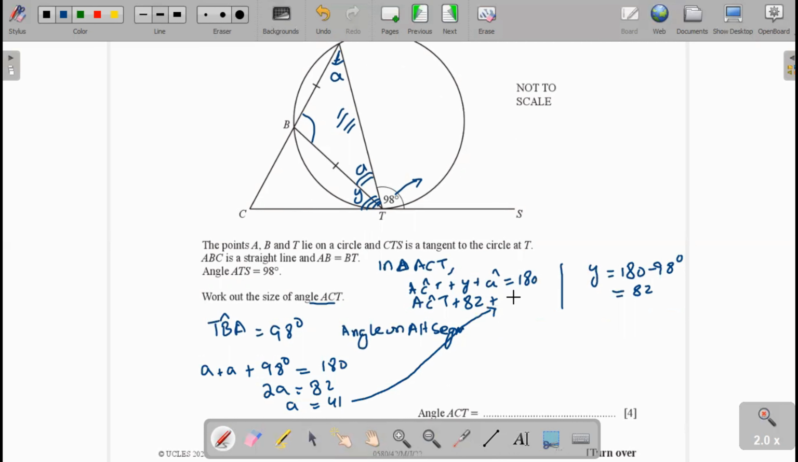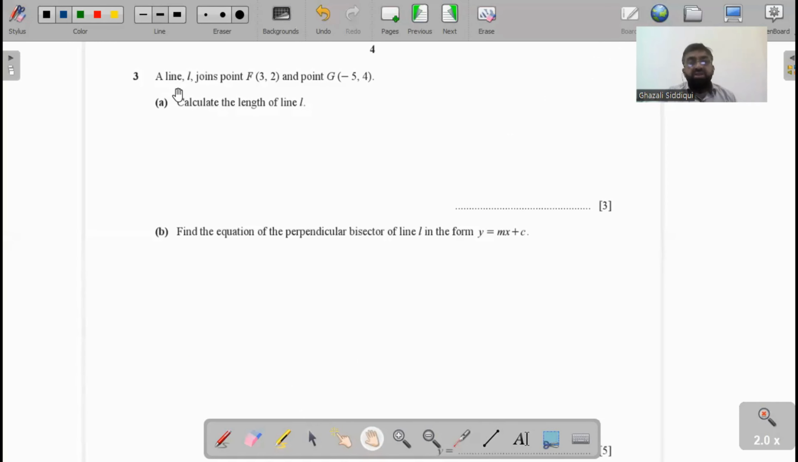41 degrees, and we get ACT will be equal to 180 minus 82 minus 41. Now we calculate it, the answer will be equal to 57. Is it clear? Question 3. A line L joins point F(3, 2) and point G(-5, 4).